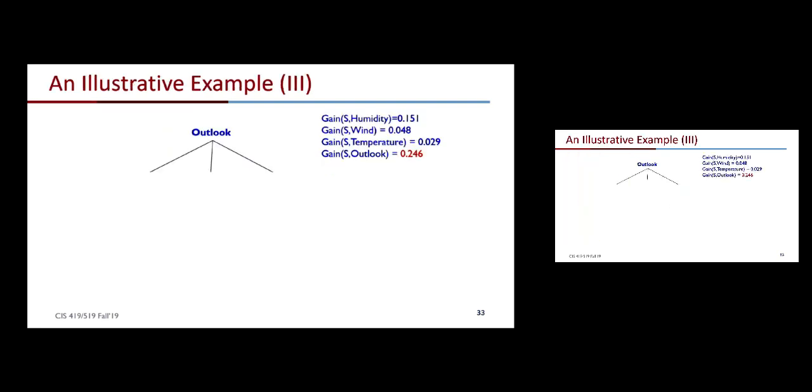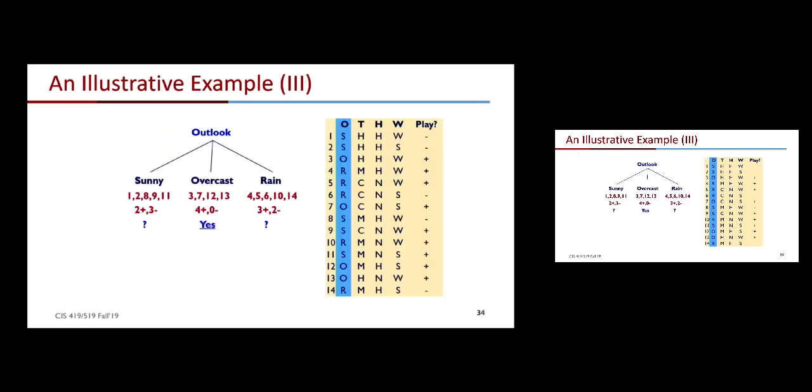Okay, so basically that's the tree we have now. We can place the values Outlook takes. And now we have 3 new data sets that we care about. One data set is the 5 examples for which Outlook is sunny, examples 1, 2, 8, 9, 11. The 4 examples for which it's overcast, the 5 examples for which it's rain. And now we start the same process. We have to do it 3 times.